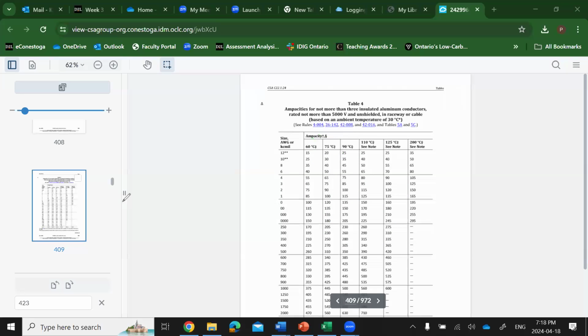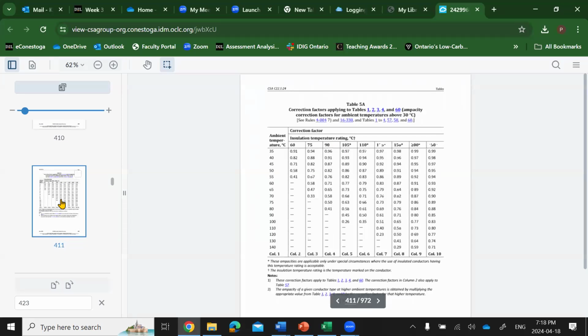Now let's take a look at the tables that derate things. Table 5A are the correction factors for ampacity for ambient temperatures above 30 degrees. So if you're using, say, an insulation of T90, then you would go in this column. And let's say your ambient air temperature is 55, then you're going to have to derate by 0.76.